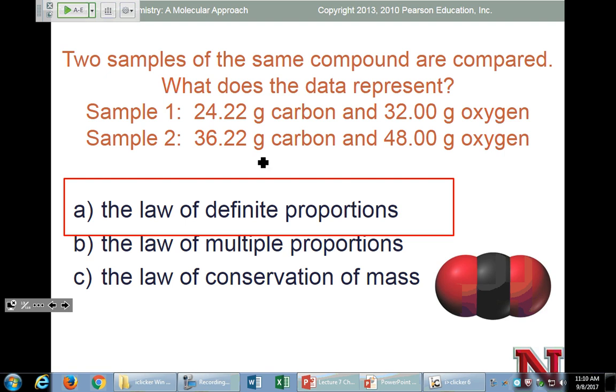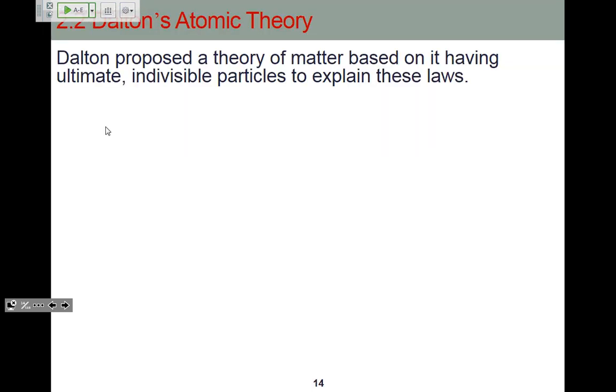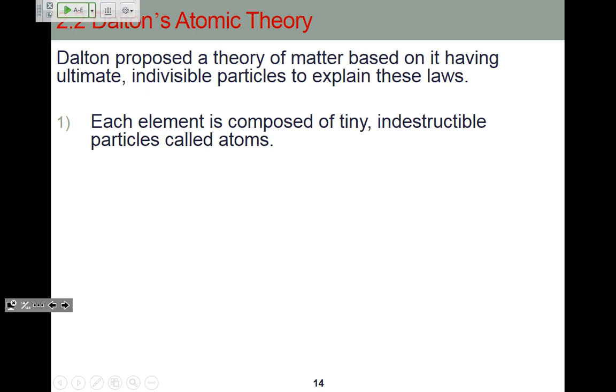Now, all of these laws were proposed based on experimental observations way back before we had the instrumentation we have now to really know what's going on. So for a lot of this chapter, we're going to be looking at how our understanding, as we know it now, of the atom came about. So Dalton proposed a theory of matter based on having ultimate individual particles to explain these 3 laws we just talked about.